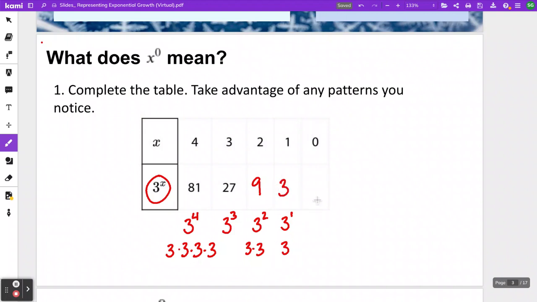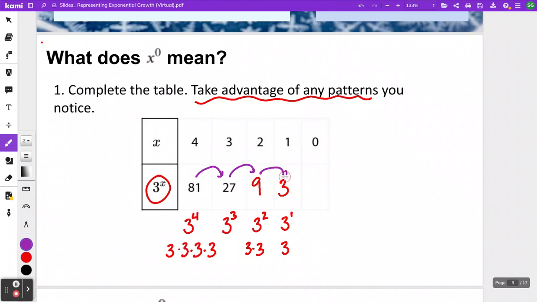Now for this final one, a lot of people want to say, oh, 0, so the answer must be 0. But that is incorrect, which is why it talks about taking advantage of any patterns you notice. As you're filling out this table, you might notice patterns with these numbers down here. For example, any math you could do to go towards the right of the table, or maybe you notice some math you could do to go this way. Since I'm trying to figure out this last one here, that pattern moving from left to right might be more helpful.